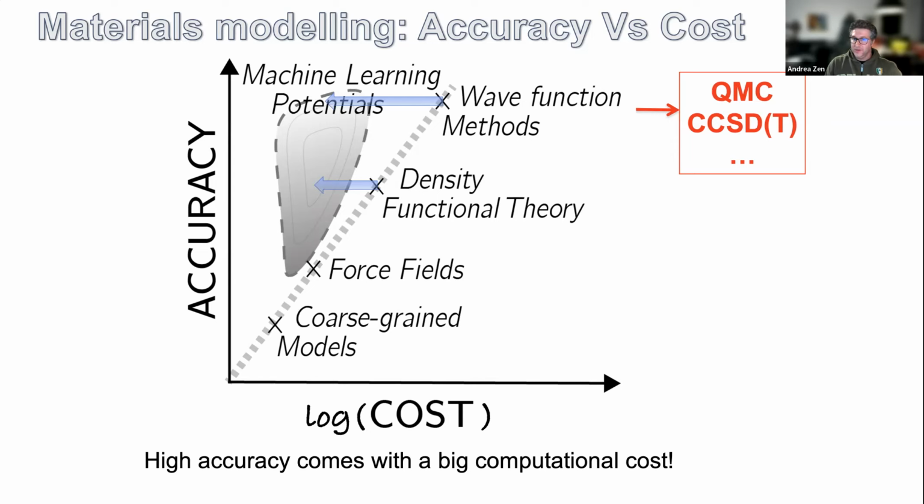Here we care mostly about when we are not happy with density functional theory, and so we go to wave function-based methods, which are 3 or 4 orders of magnitude more expensive than density functional theory, but they can be more accurate. And among these approaches, the most used are quantum Monte Carlo if the systems are large, or coupled cluster with single, double, and perturbative triple excitations for systems that are not that large.